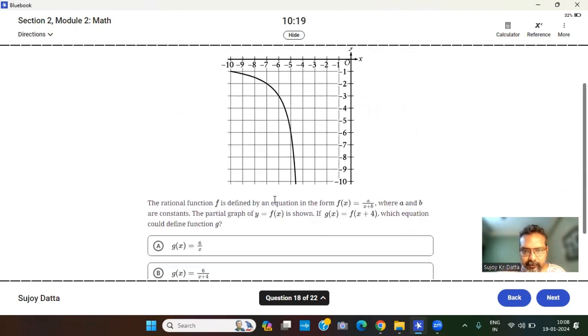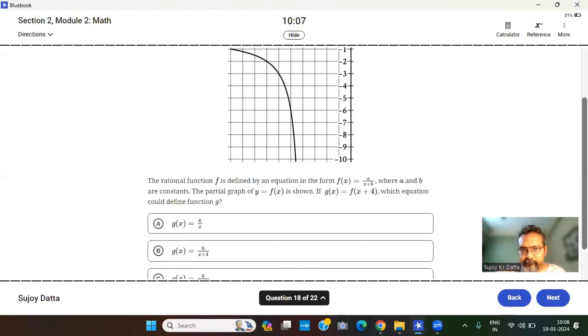The function here represents this form, and here we have a graph given. g(x) is f(x) plus 4. What is the equation? Now, if I look at the options.